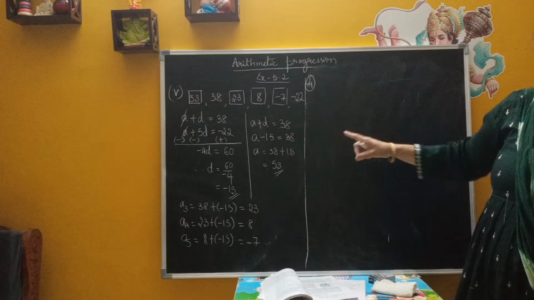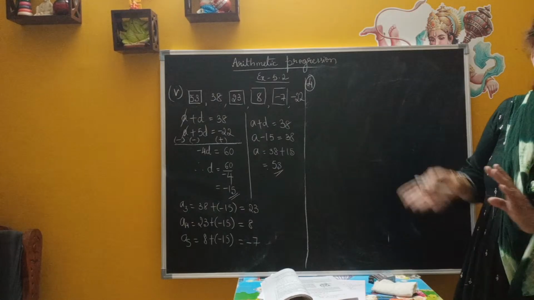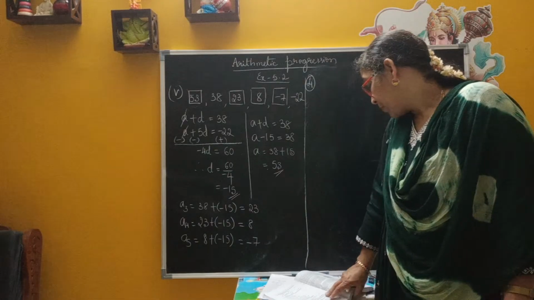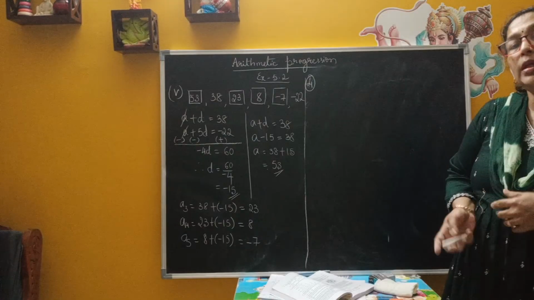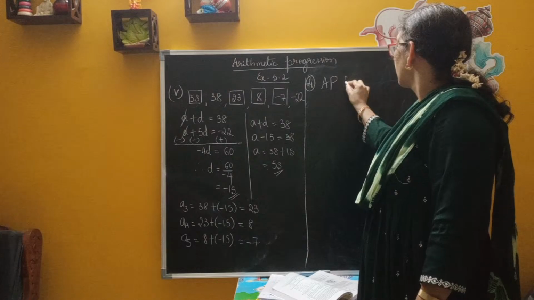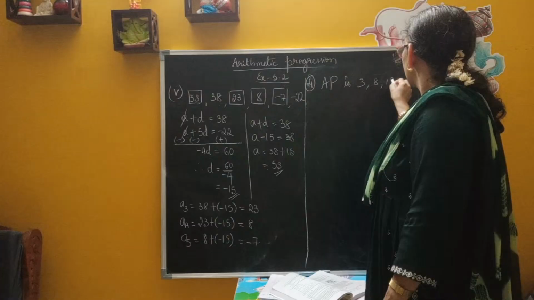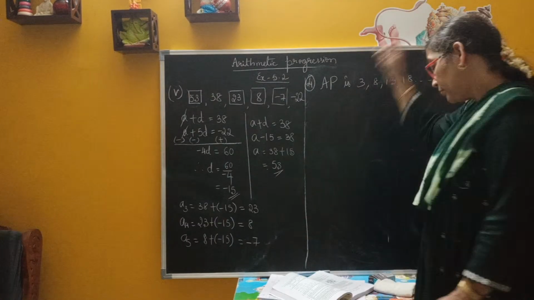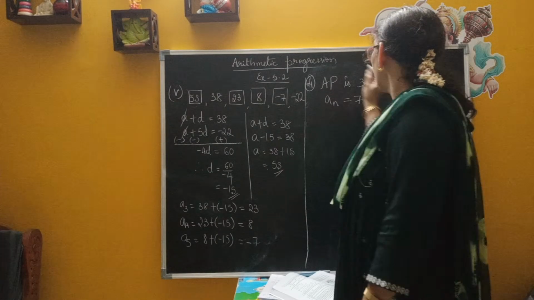AP is given, means what? You know the first term a is 3, you know the value of d also. And an is how much? It is given 78. The an value is 78. So we need to find the value of n. Okay, so what is given? The AP is 3, 8, 13, 18, etc. And also given that an is equal to 78.